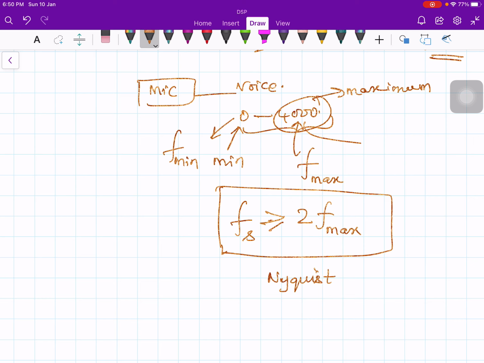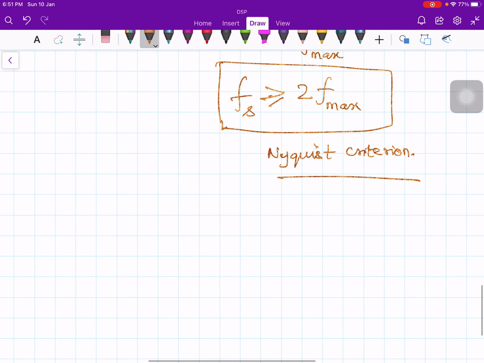Nyquist criterion. Criteria is plural, right? Criterion. So now finally we got the digital signal. When I say digital signal, both time and amplitude are discretized. And this x of n, what is x of n? It is a sequence of numbers.